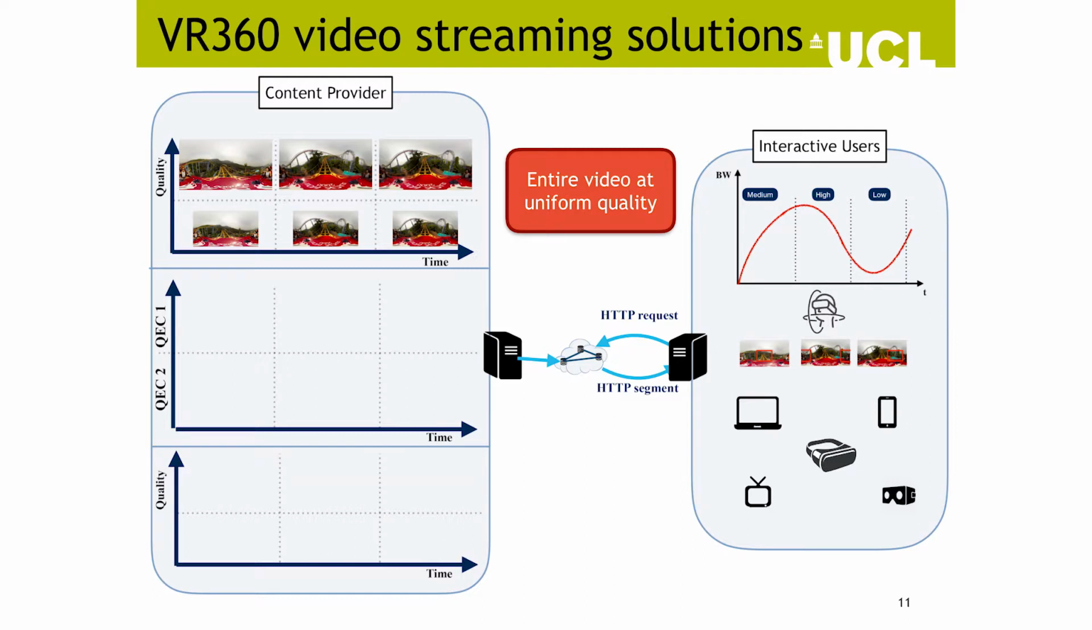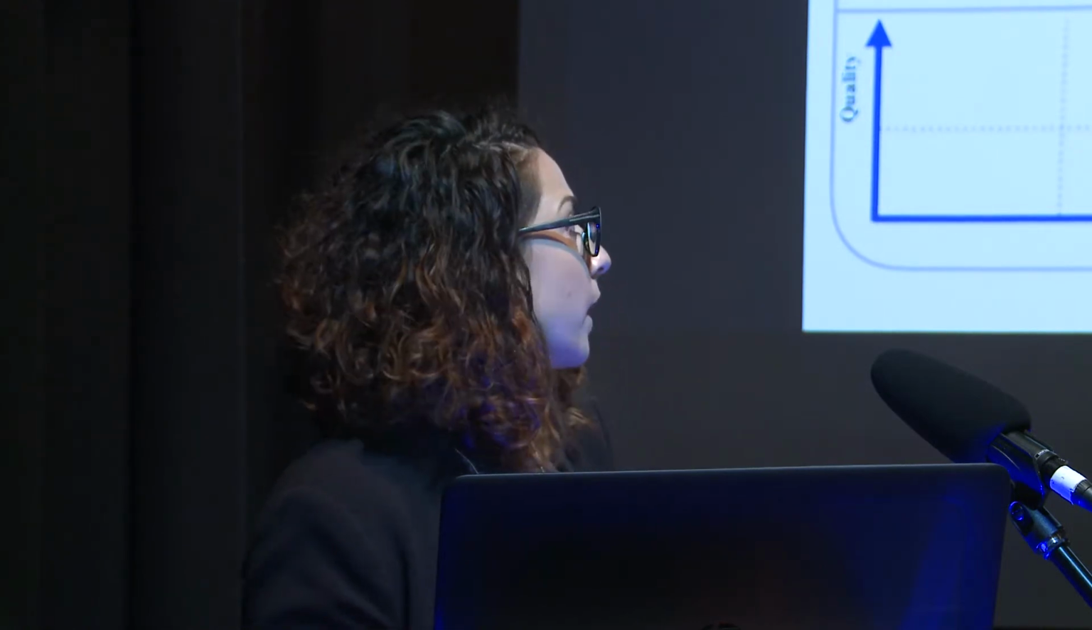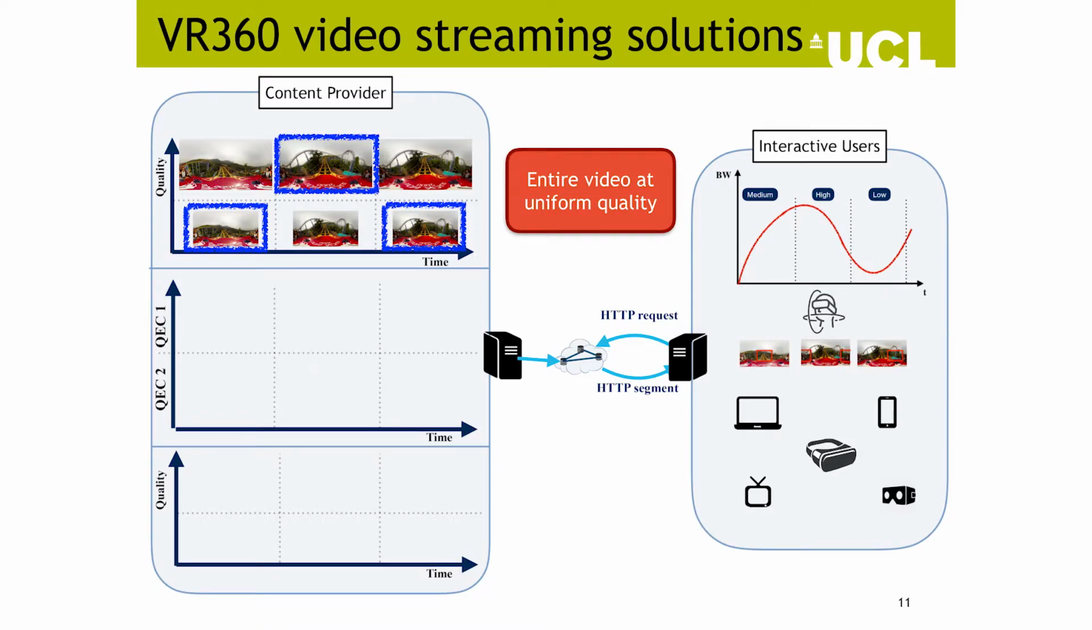The simplest one is traditional streaming. The 360-degree video is encoded entirely at uniform quality, and at the client side, we try to adapt the representation based only on the available bandwidth. But obviously in this case, if the bandwidth decreases, the quality of the video also decreases a lot, because this kind of video is very bandwidth demanding.